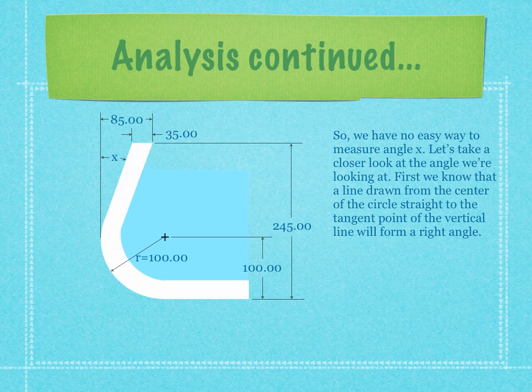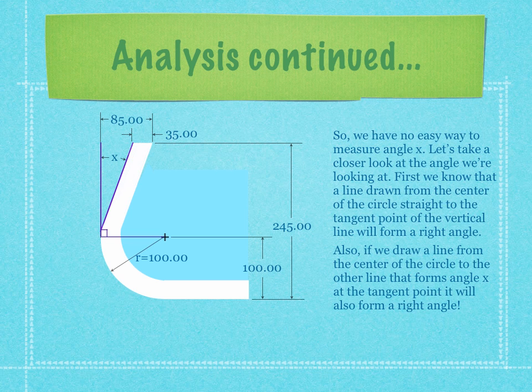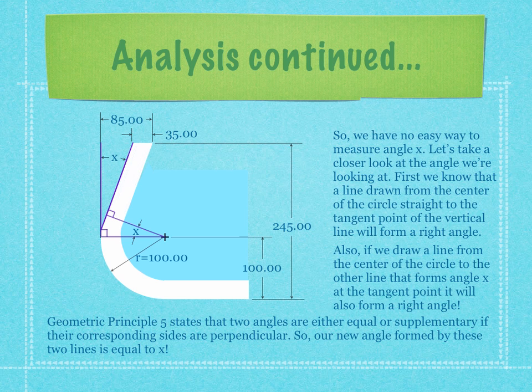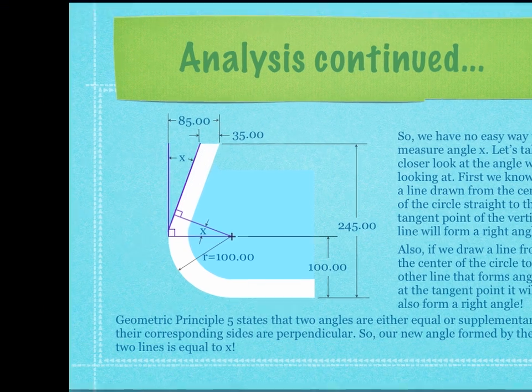So let's take a closer look. First, we know that a line drawn from the center of the circle to the tangent point of the vertical line will form a right angle. We can also draw a line from the center of the circle to the other line that forms x, and at its tangent point it will also form a right angle. Geometric Principle 5 states that two angles are either equal or supplementary if their corresponding sides are perpendicular. So our new angle formed by these two lines is equal to x.